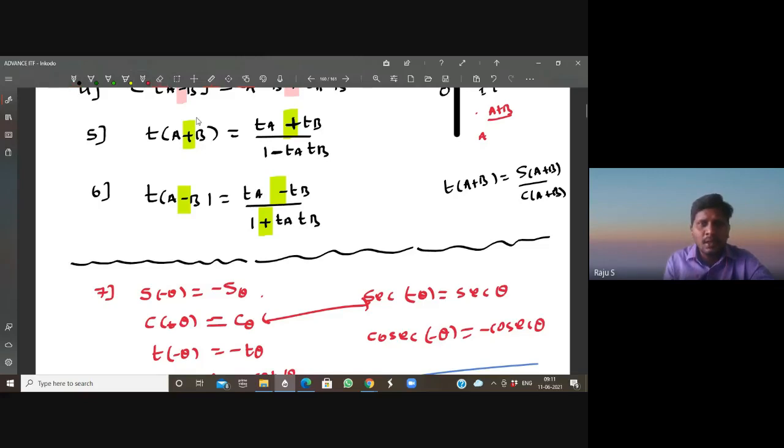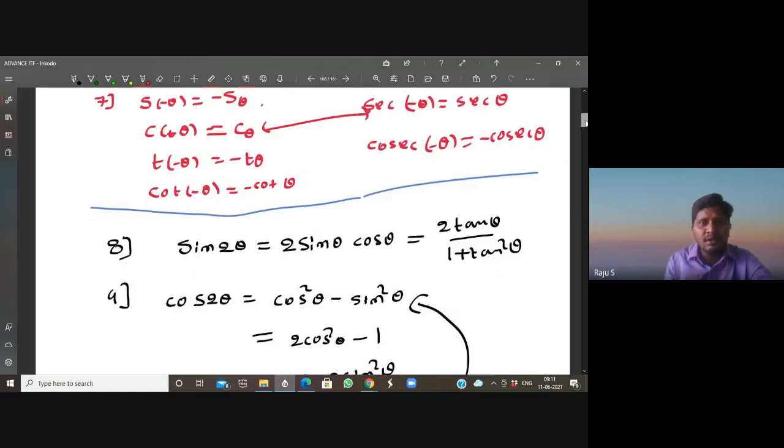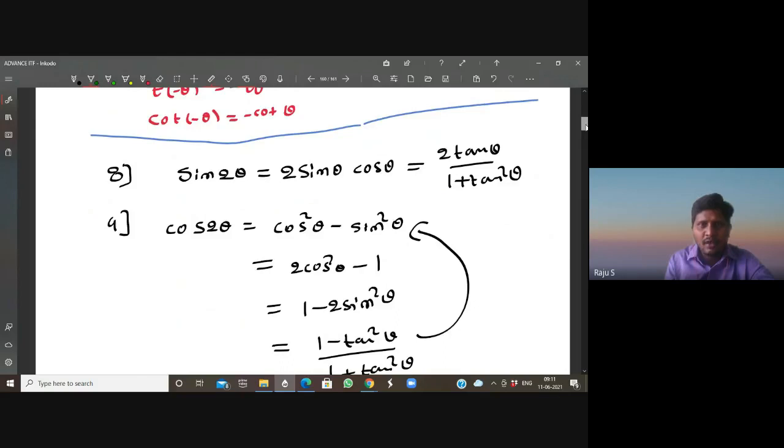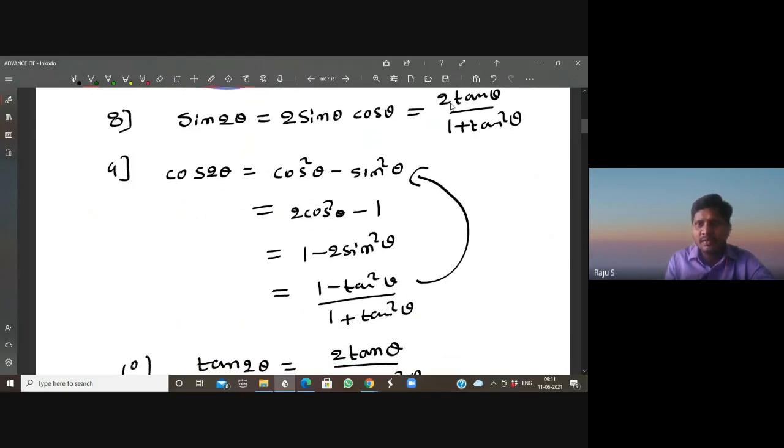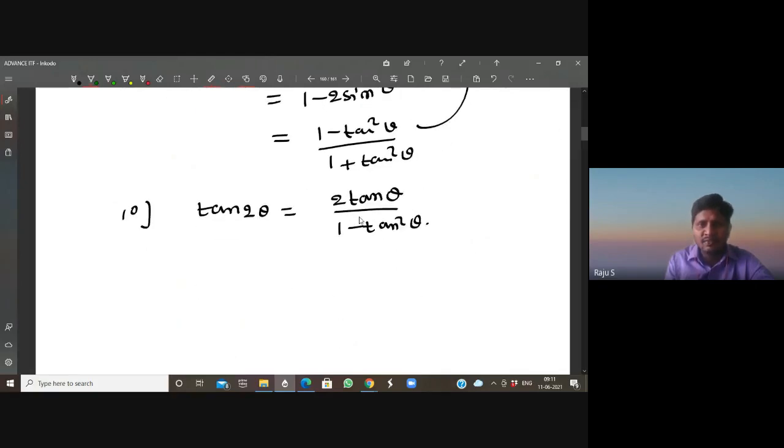Simple. Plus becomes plus here. Whenever the numerator is plus, the denominator is obviously minus. Here minus becomes minus: the numerator is minus, the denominator plus. And also I have written here that sine, cos, secant alone are even functions. Other than that, the remaining are all odd functions. I have written sine 2 theta in terms of sine and cos, and in terms of tan. Cos 2 theta also I have written in terms of sine and cos, and in terms of tan. Tan in terms of tan.